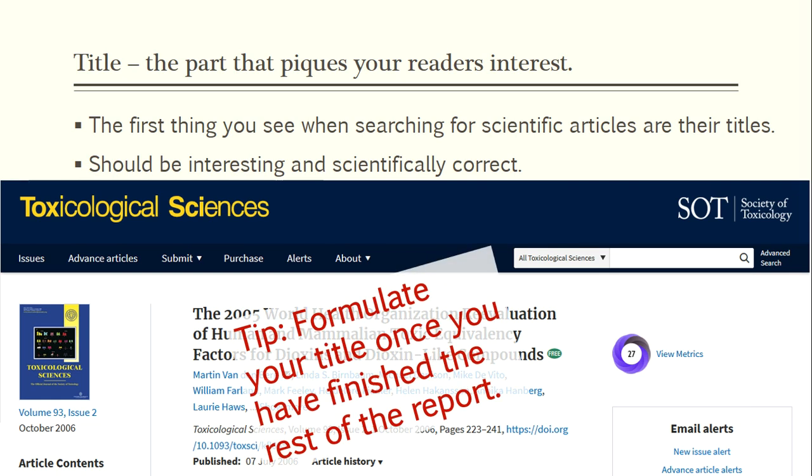A tip for this would be to formulate your title once you've finished the rest of your report, though. So the last thing you should be working on is your title, because it's easier to formulate a title once you've given everything a lot of thought, written a very in-depth discussion, and you really know what you're working on. Then it's time to write a title. It will be the best once you've done a thorough discussion.